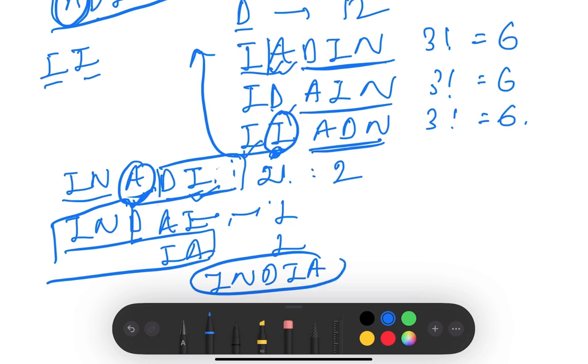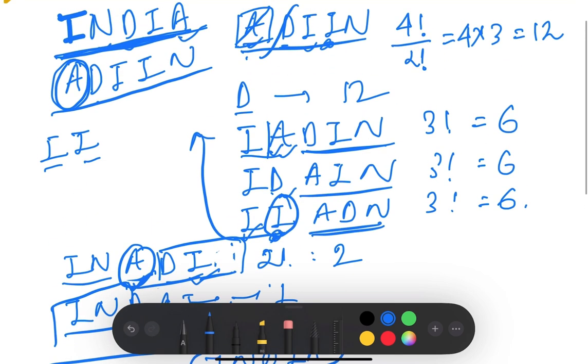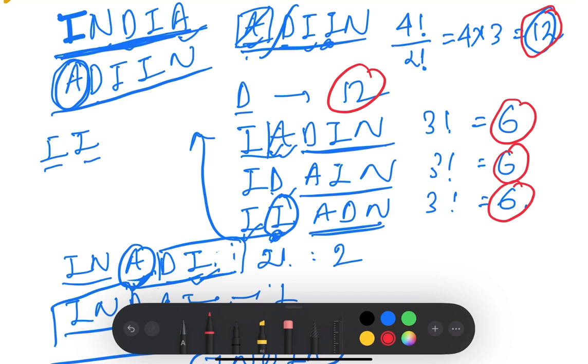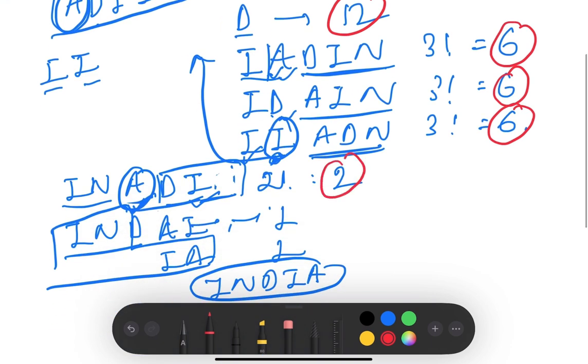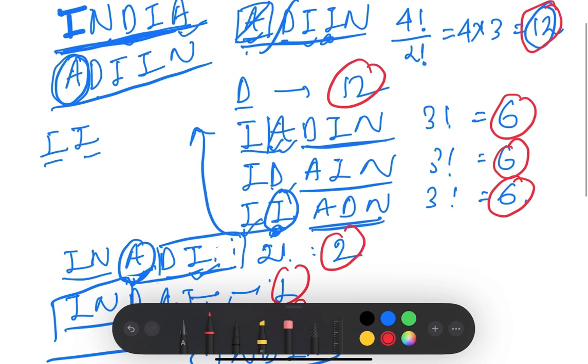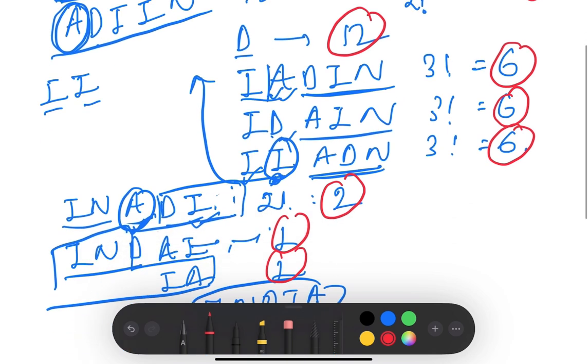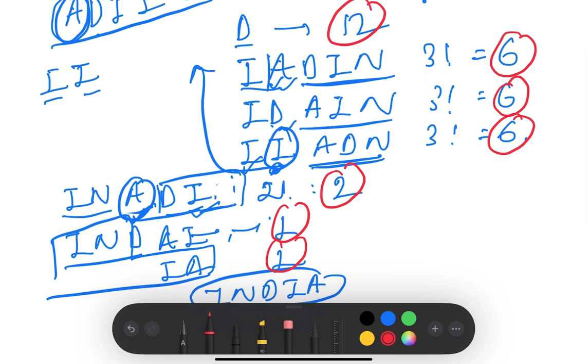So what is the dictionary rank? The dictionary rank will be 12, then 12, then 6, then 6, then 6, then 2, then 1 and 1. If we sum up, that is 12, 12, 24, 6, 30, 36, 6, 42, 42, 44 and 2, 46. So 46 is the answer, right? Okay.